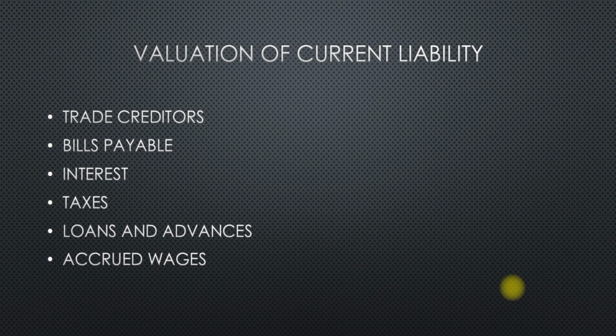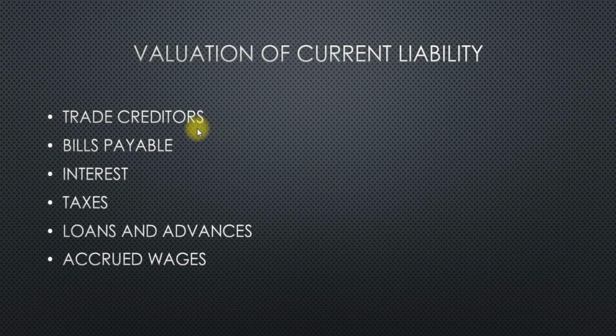Valuation of current liability. Auditor should make sure valuation is done for items: trade creditors, bills payable, loans and advances, and accrued wages, by obtaining a list of items, by inspecting documents, defining the obligations, testing transactions, and confirming obligations.